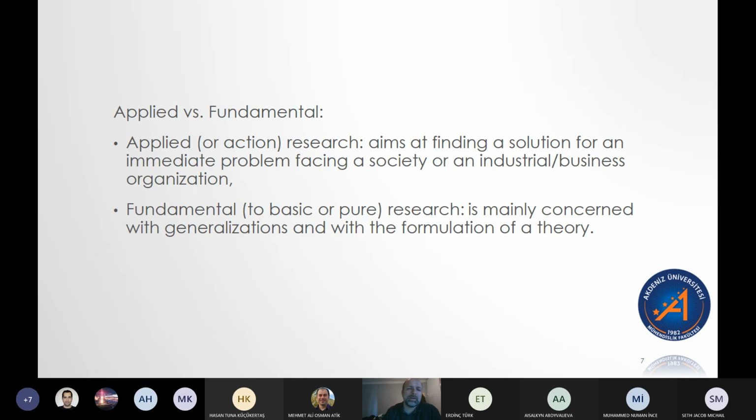but applied is a little bit more of an immediate type of problem, like a facing world hunger would be a problem we would love to find a solution to, right? Homelessness would be a problem we'd love to find a solution to.